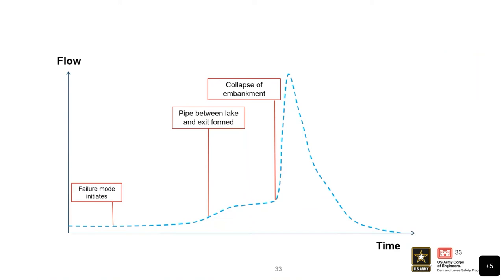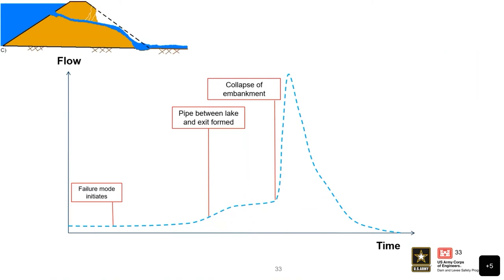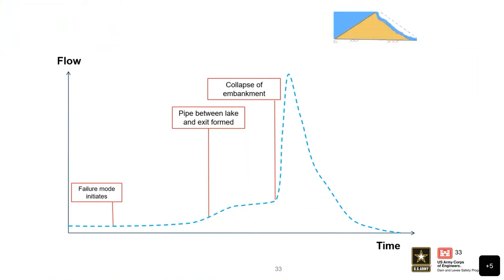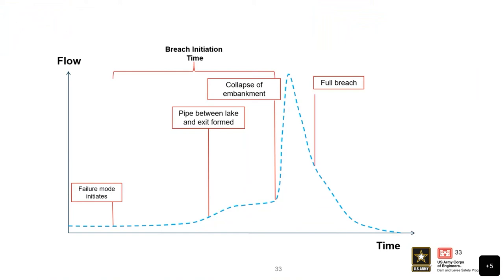So how do we align that with the rest of the timeline of that warning and evacuation that I talked about? Here's what a breach initiation looks like for different failure modes. And then you get to the full breach. So the breach initiation time is from when the failure mode initiates. We don't talk about that often because that's really hard to identify. But the breach formation time is the one we talk about. This is where you get your empirical models, your MacDonald, your Froehlich, and Gillette. That's what you're talking about when you look at those empirical models.